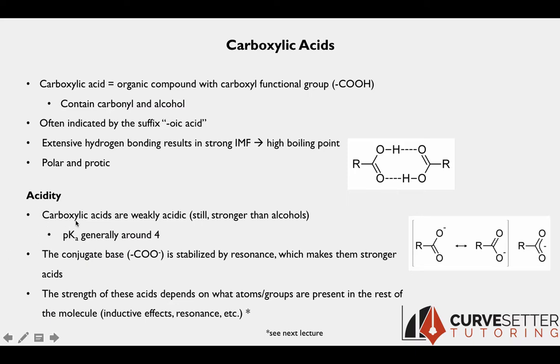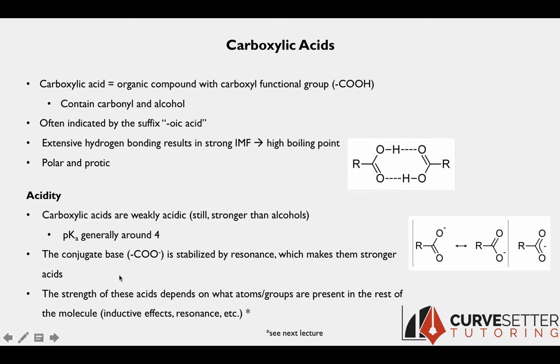Carboxylic acids, as the name indicates, are weakly acidic. When I say weakly acidic, they're not a strong acid, so they're not hydrochloric acid, right? But still, they're stronger acids than alcohols, for example. The pKa of carboxylic acids is generally around 4. If you remember, we talked about the carboxyl group of the amino acid backbone, and we said that pKa was pretty low. So they are acidic.